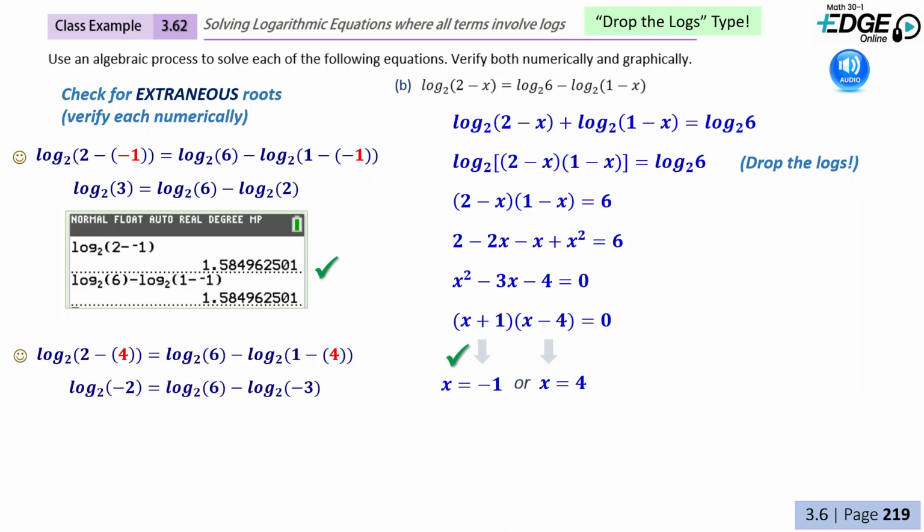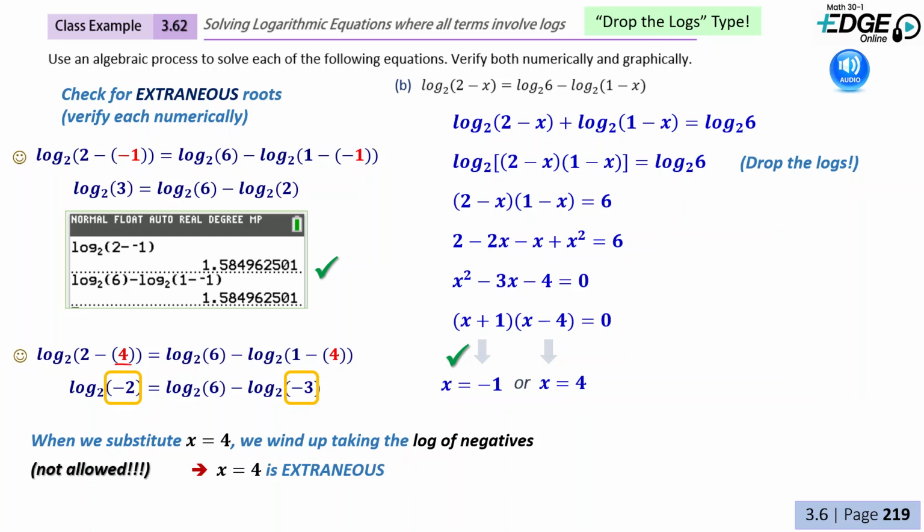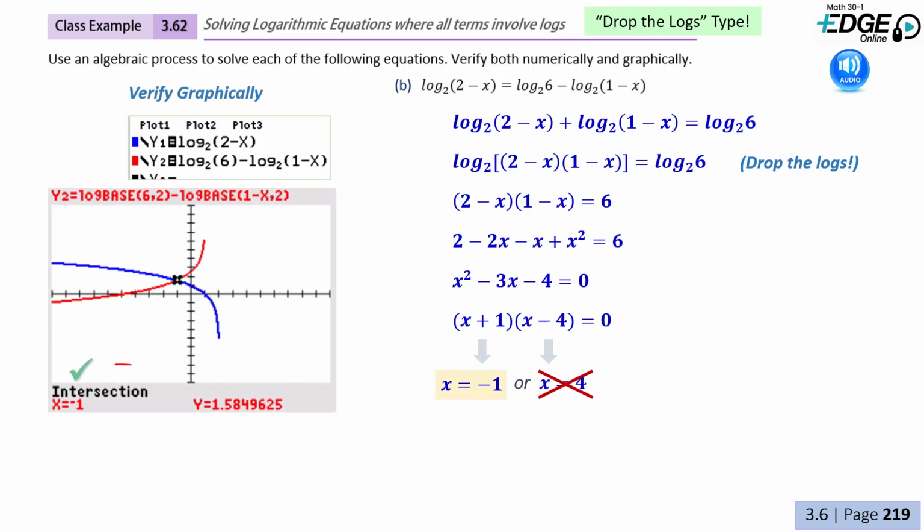So now let's check the other solution, x is equal to 4. This time, when we substitute 4 into the equation, we again end up taking the log of a negative number. So x is equal to 4 is extraneous. If we graph this, we'll see that we end up with one solution of x is equal to -1.